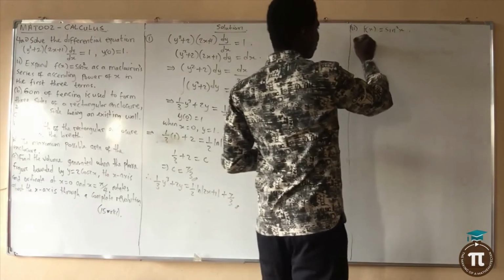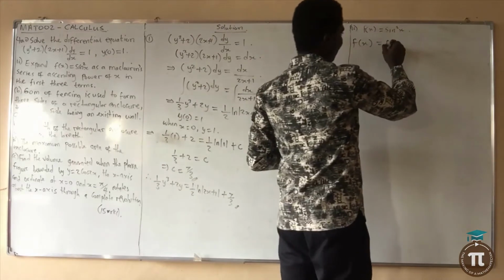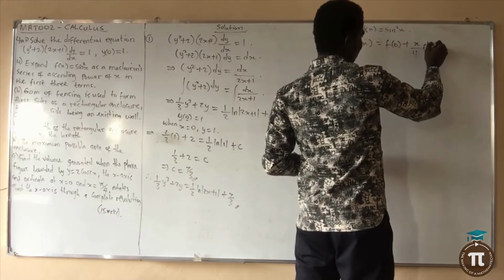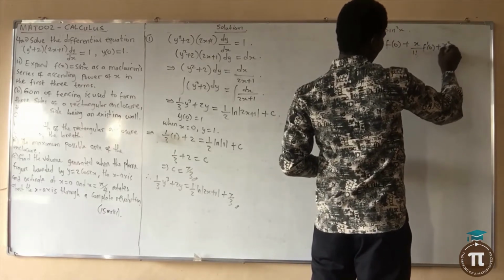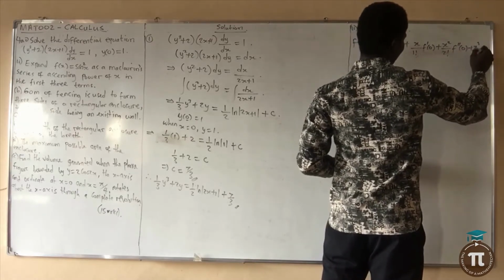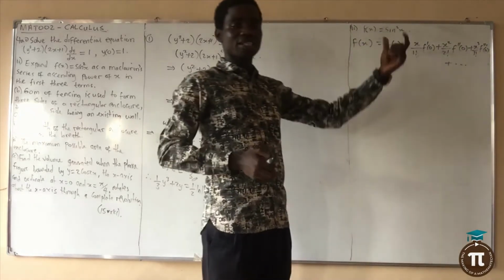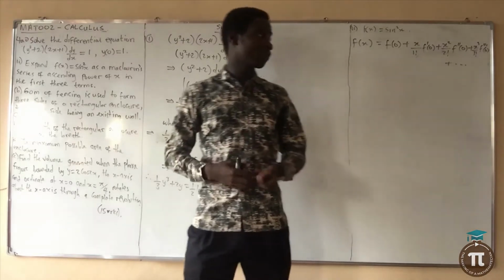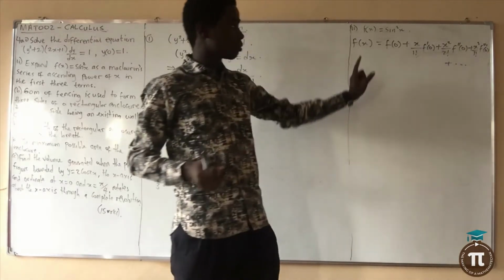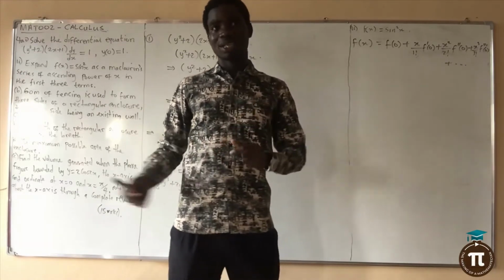So you want to write f of x, or this is what we call power series. You have f of 0 plus x over 1 factorial f prime of 0 plus x squared over 2 factorial f double prime of 0 plus x cubed over 3 factorial, then the third derivative, and it goes on like that. The next one will be x raised to the power 4 over 4 factorial, the fourth derivative at 0. That's what we are going to be looking at, and we'll be able to write the first three things according to the question.